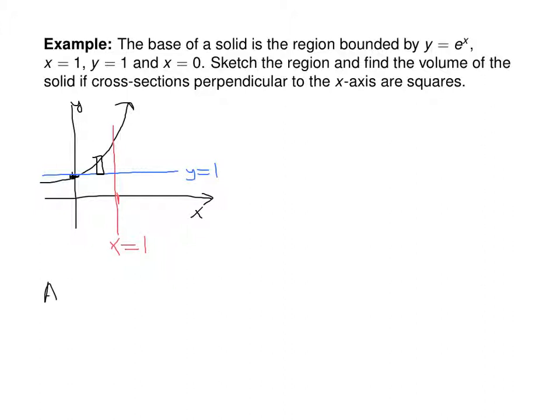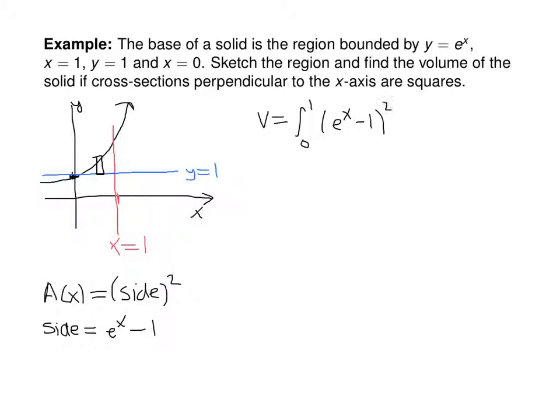So now in this case we do not have a pi. The area of the cross section is just side squared. So that's the base, and squares are coming up out of the page at us. Now the length of a side will be e to the x minus 1. And the volume is found by adding all the slices up, or integrating from 0 to 1, of (e to the x minus 1) squared dx.